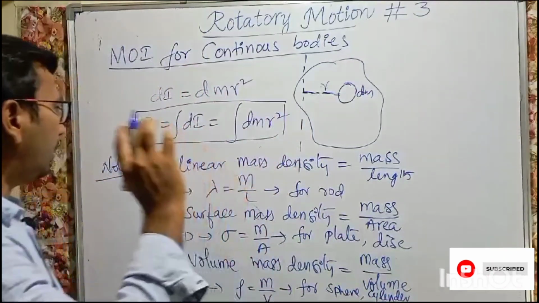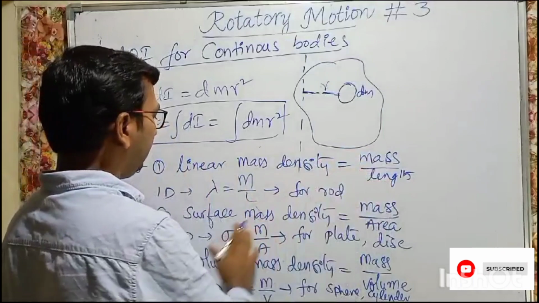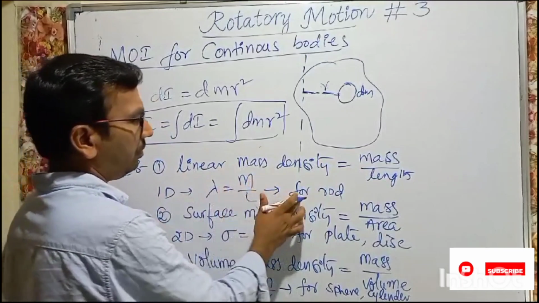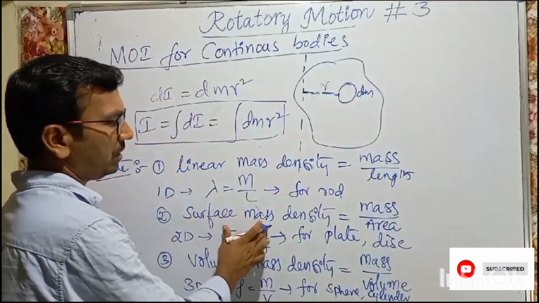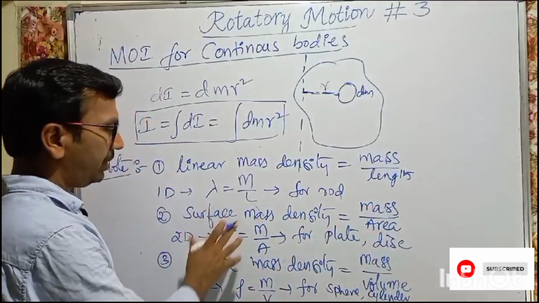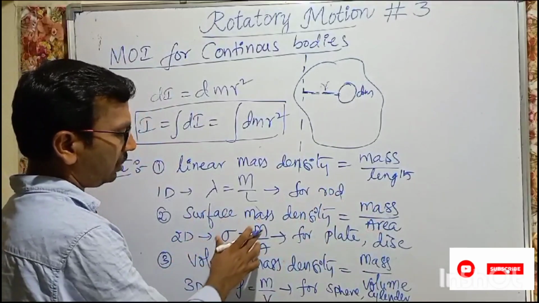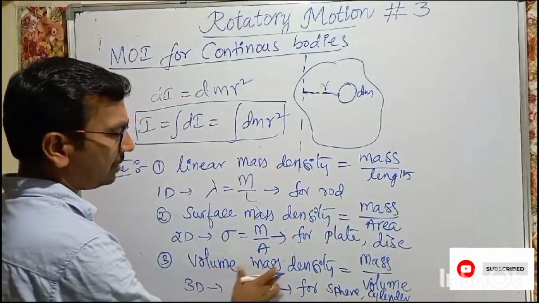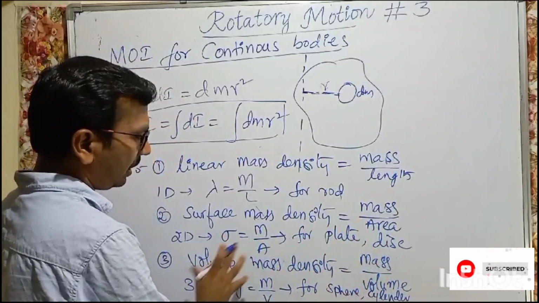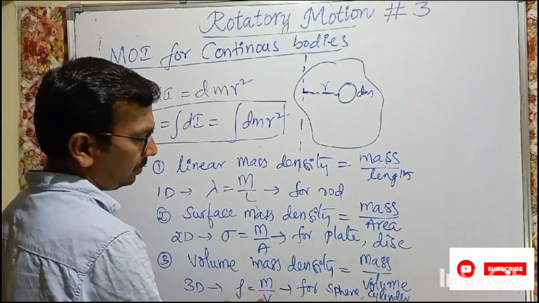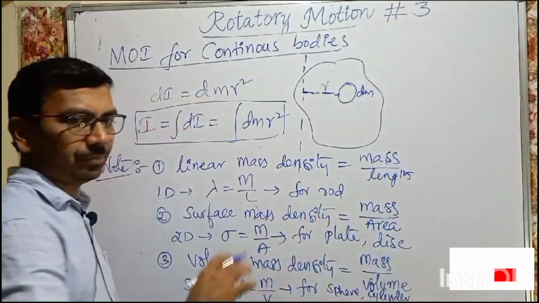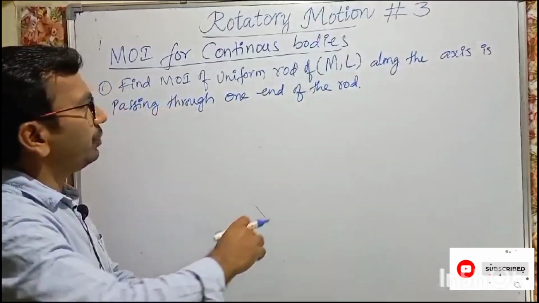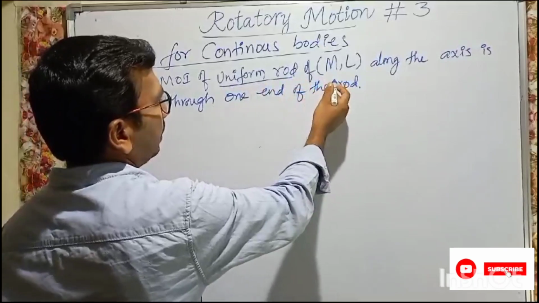So linear mass density, mass by length, is for one-dimensional bodies. So lambda is equal to m by L, example a rod. Surface mass density, mass by area, is for two-dimensional bodies. So sigma is equal to m by A, for plate, disc. Volume mass density, mass by volume, is for three-dimensional bodies. So density is equal to mass by volume, for sphere, cylinder, etc.